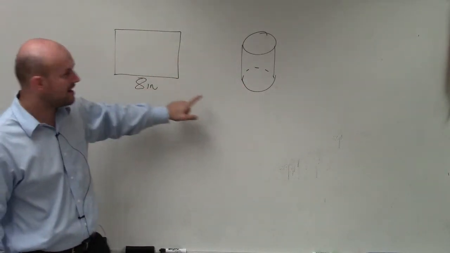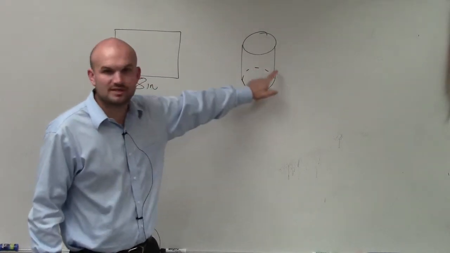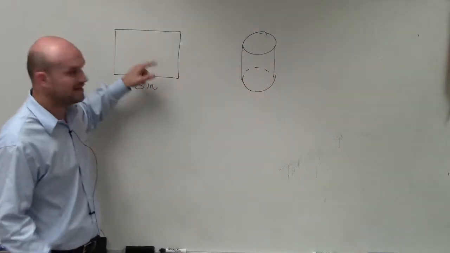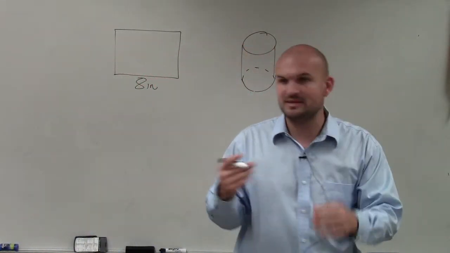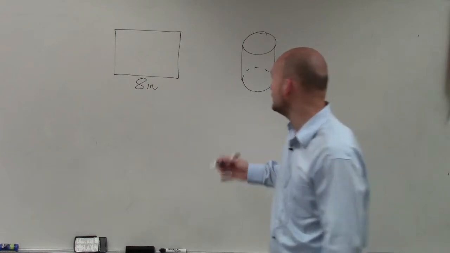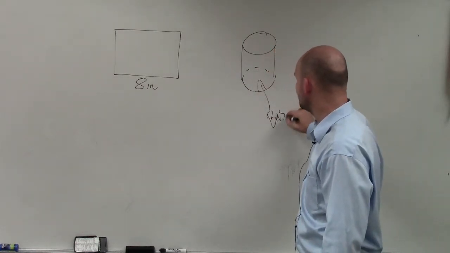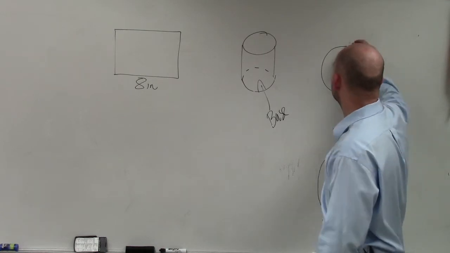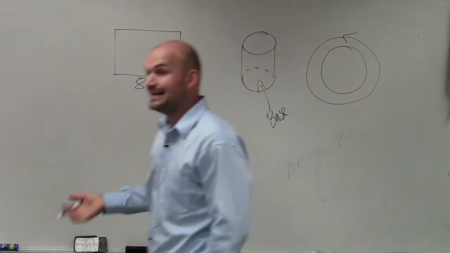So when you wrap that around, that means the distance around this circle is 8 inches. When you take that wrapper and wrap it around, that length of that square is going to be the distance around that circle. So let's look at what is the base. The base is the shape of a circle. And we know that the distance around a circle is 8 inches.